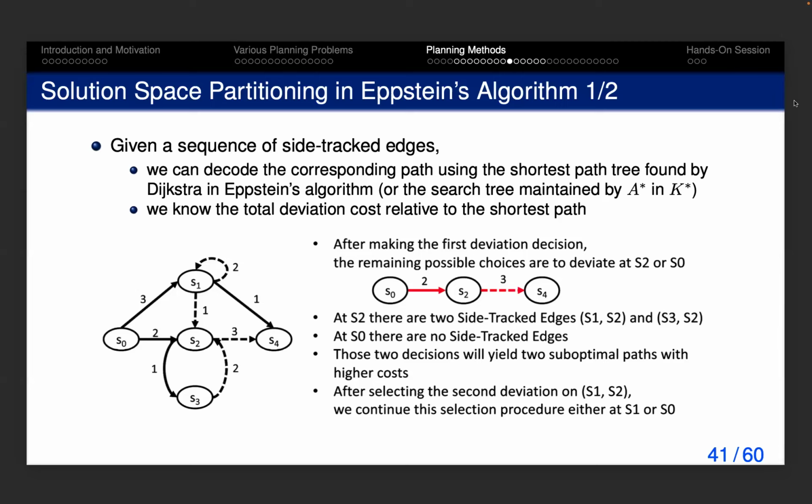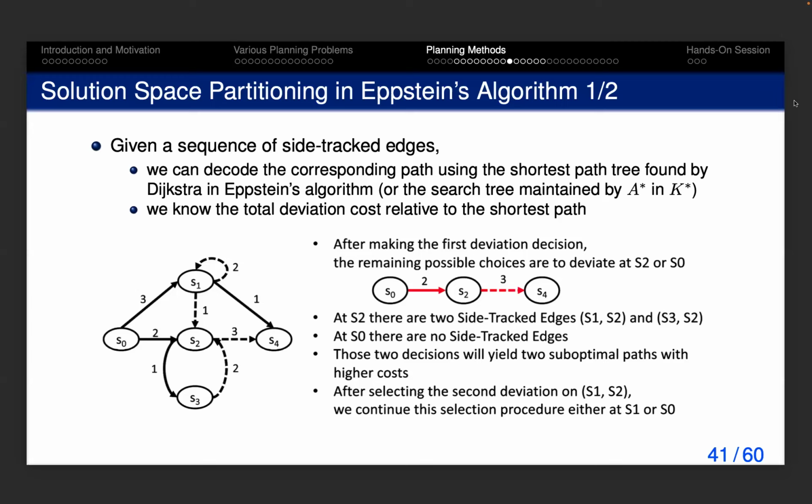So given a sequence of sidetrack edges, we can decode the corresponding paths using the shortest path tree found by Dijkstra, or in Eppstein's algorithm, or the A-star search tree in K-star. So I'm repeating many things again and again. And then we know how to compute the total deviation cost relative to the shortest path once we know this sequence of sidetrack edges. So let's say, again, this is the same example again.